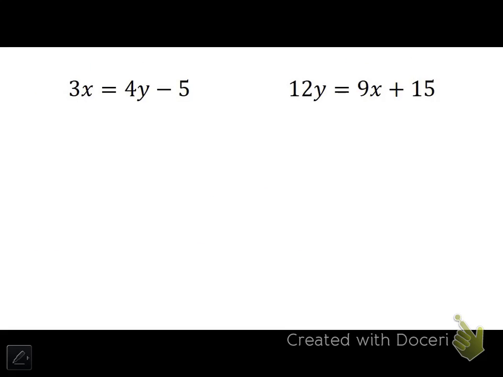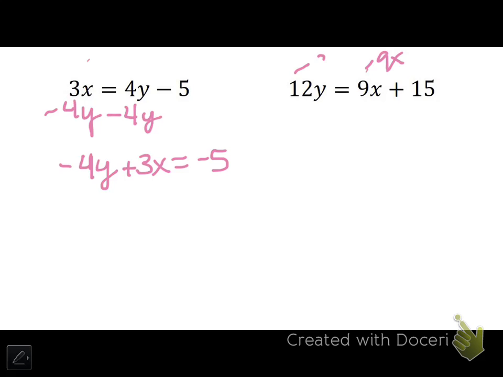Okay, this one, it looks like x and y are both by themselves on one side, but if I want to get them really by themselves, I'd have to divide by 3 on this one and 12 on this other one, which would be kind of ugly because it'd be a lot of fractions. So let's go ahead and get x and y on the same side of the equal sign. So then we get negative 4y plus 3x is equal to negative 5. Subtract 9x from both sides. 12y minus 9x is equal to 15.